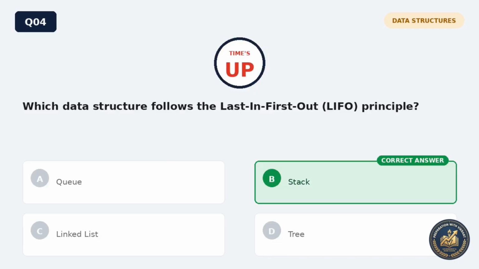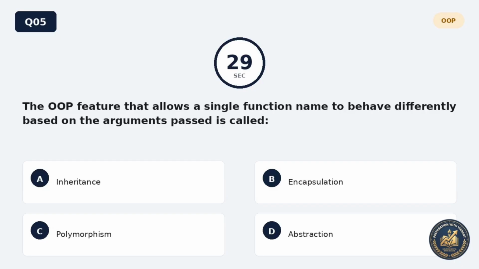Moving to next question. The OOP feature that allows a single function name to behave differently based on the arguments passed each time it is called. First option is inheritance, second encapsulation, third polymorphism, fourth is abstraction. The correct option is polymorphism.